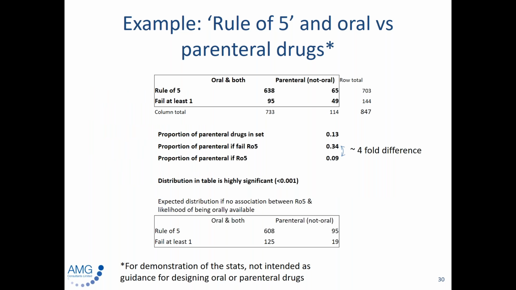So if you then look at the confusion matrix, there are 847 compounds in total, as I said. There are 114 which are parenteral only, and 733 which are either oral only or oral and parenteral, and then there are 703 compounds which are rule of 5 compliant, 144 which fail at least one of those. And so armed with these numbers, you can calculate a whole bunch of different things if you want to. I've just gone for some simple things.